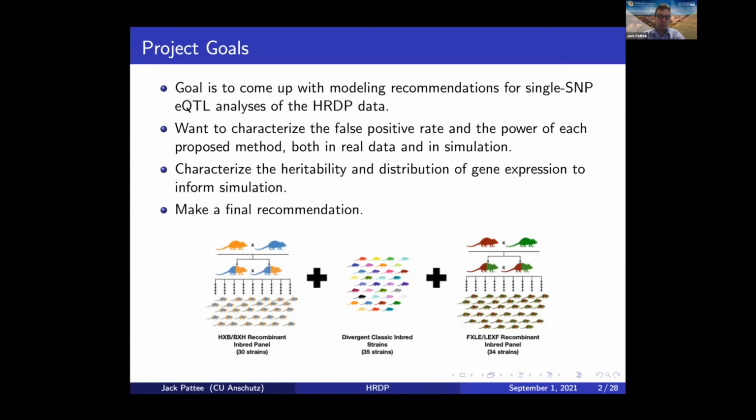We have two recombinant inbred panels. On the left is the HXB, which is 30 strains. On the right is the FXLE, which is 34 strains. And then we also have 35 classic inbred strains.